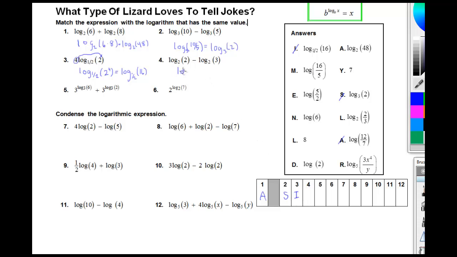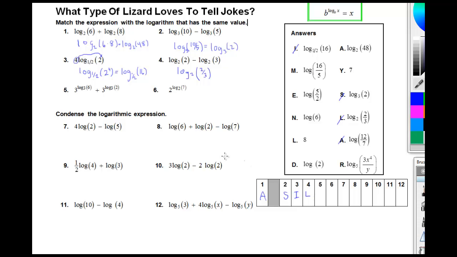This next one is very similar to number 2. Even easier, I'd say, because the division of 2 over 3, since we have a subtraction, these divide, 2/3 can't be simplified, and so then that's the answer.